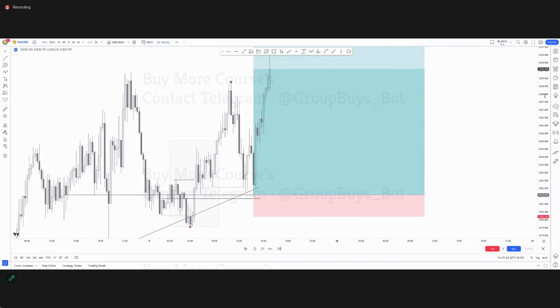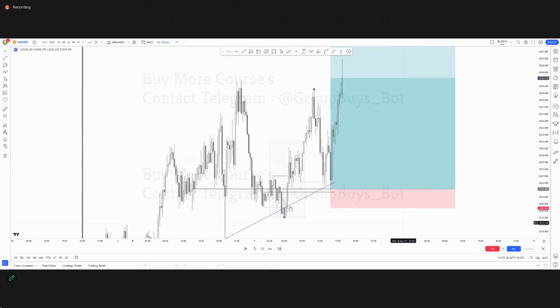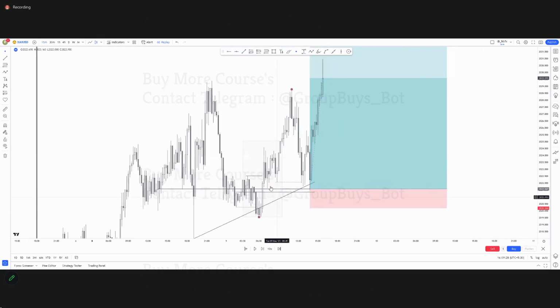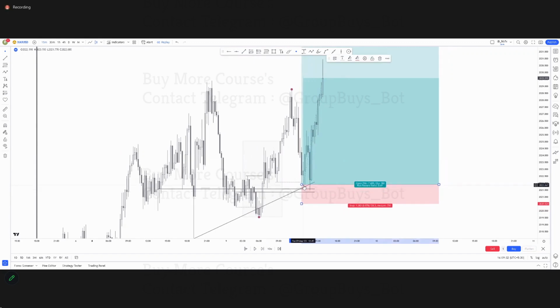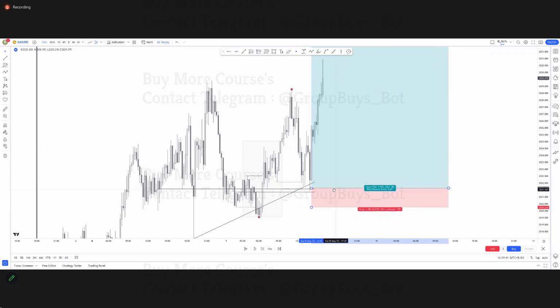But when your entry is wrong, let's say you entered here, at this point, price gives you immediate rejection. If you break even your trade, your break even will get stopped by the price, and you will be out of the trade. So to avoid such a situation, I have two types of break even. You can use any one of them.